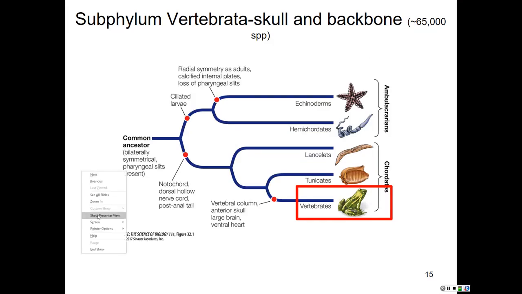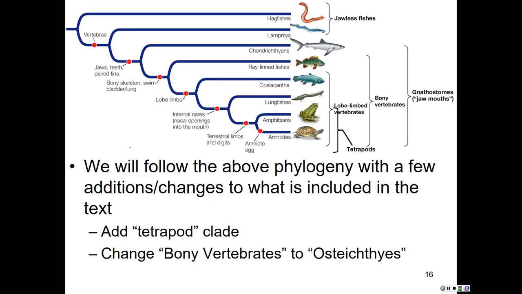Okay, back to talk about the subphylum Vertebrata, the vertebrates. So a vertebrate is a chordate that has a backbone. And this backbone, we usually think of as being made of bone, but it also could be made of cartilage. That counts as well. So let's take a look at this.